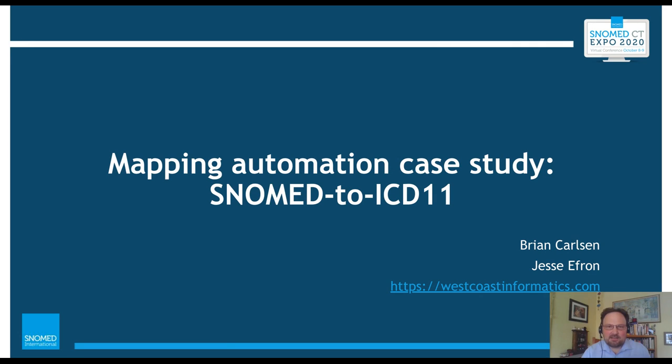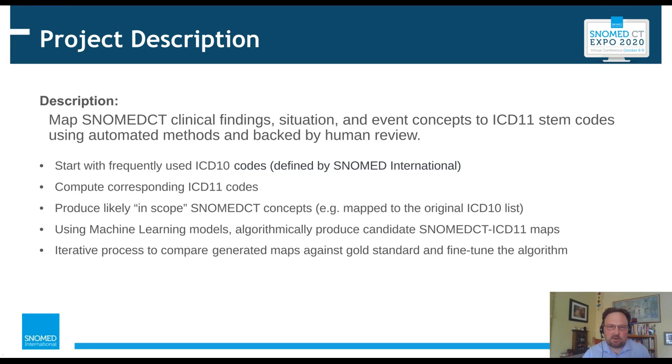All right, welcome everybody. This is a session about a project that we did to do an automated mapping approach of SNOMED to ICD-11, which is of course an evolving thing. This was an effort to see how far we could get using various advanced mechanisms. This involved the same scope as the SNOMED-to-ICD-10 maps, so SNOMED clinical finding, situation, event concepts mapped to ICD-11 stem codes. We kept the extension codes out of scope for this work, as well as any considerations around post-coordination for the moment.